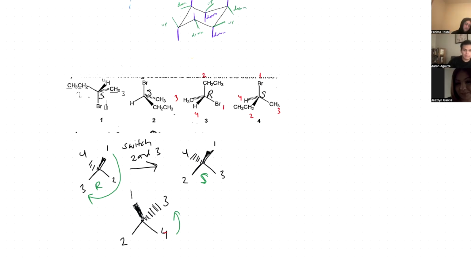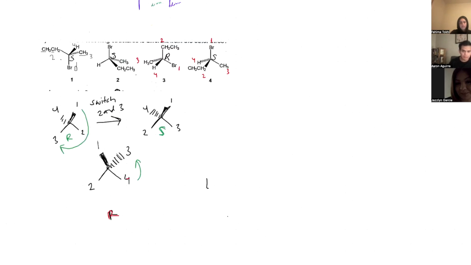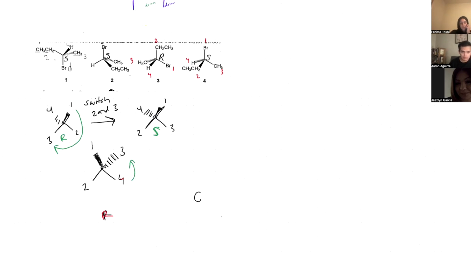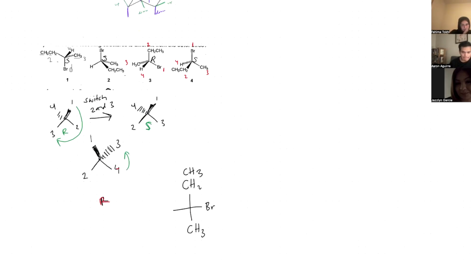You have like a CH2, CH3, CH2, CH3. It's an ugly ethyl group. Br and H. Okay, so can you find which direction this goes? And then can you remind us what a Fischer projection represents?